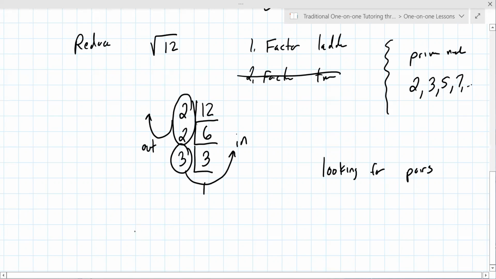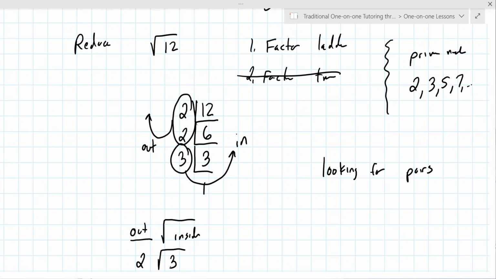Your answer has something on the outside and a square root of something on the inside. For the pairs, you bring one of them out. They pair up, team up, but you only bring one of them out. So the answer here is 2 on the outside, and what's left on the inside is the square root of 3. Is the inside one always the last number? Not always. Anything that's not a pair goes on the inside. It's a good question to ask, because how do I know what comes out and what stays in?